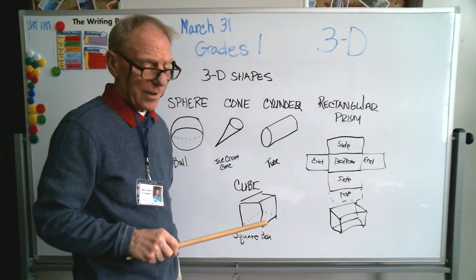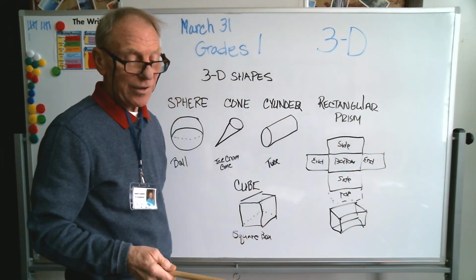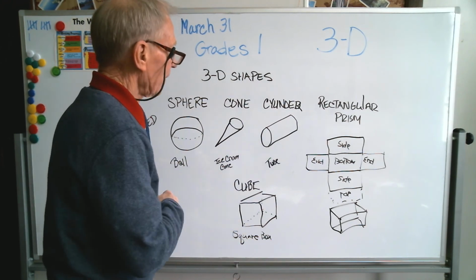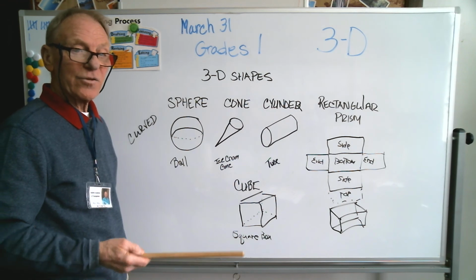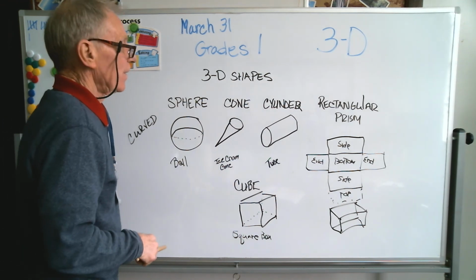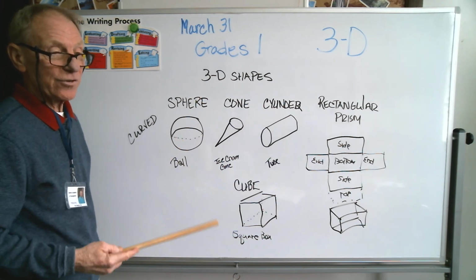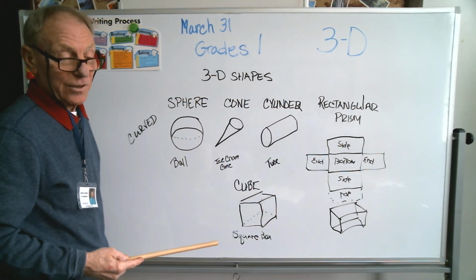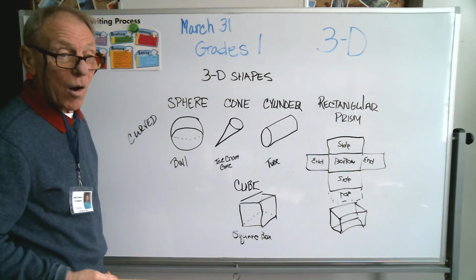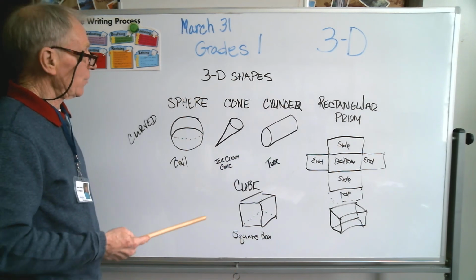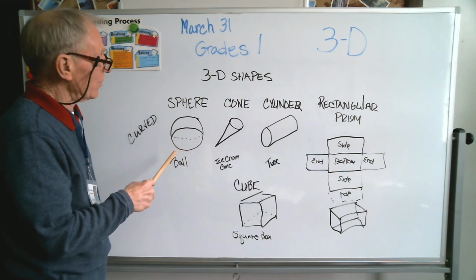In your math book, chapter 11 in lesson 1 on page 634, it has these objects defined for you. So let's talk about what they are. We have a sphere, and a sphere is just a round object. The earth is a sphere. A soccer ball is a sphere, a basketball. Those are all spheres. It's completely round on all sides.